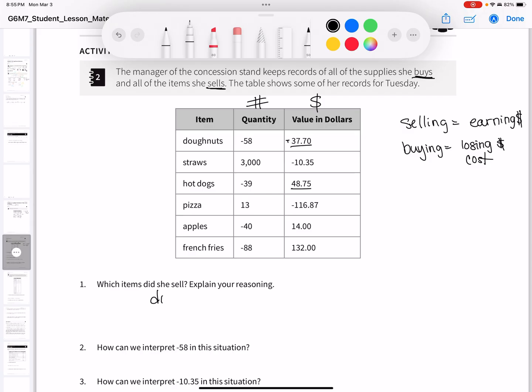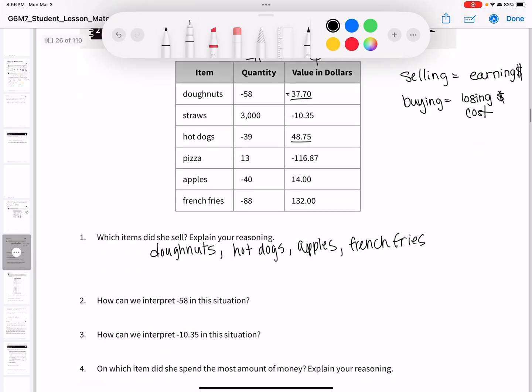So donuts, because she gained $37.70. Hot dogs, because she gained $48.75. Apples, she gained $14 there. And French fries at $132. So she's doing good.